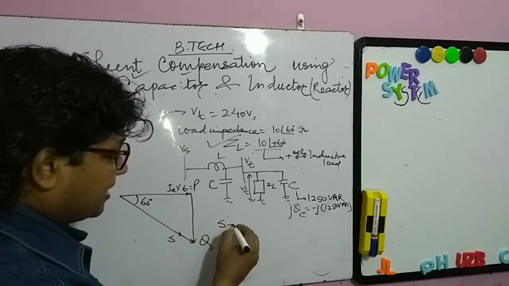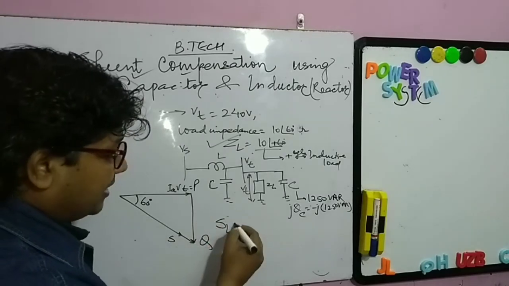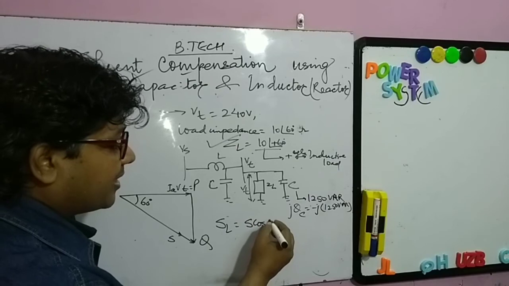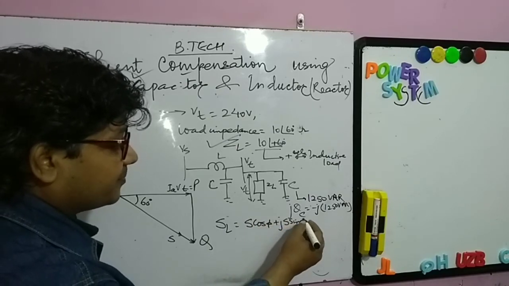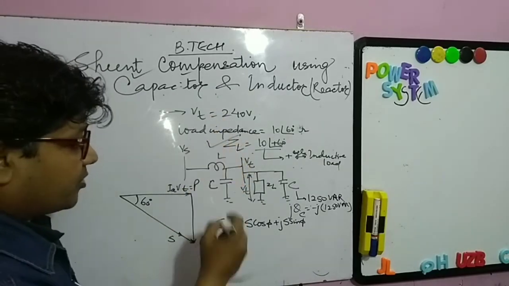So we can say S_L, the load power, is equal to S cos phi plus jS sin phi, right? This is for power, this is for the load. From this load I am talking about.